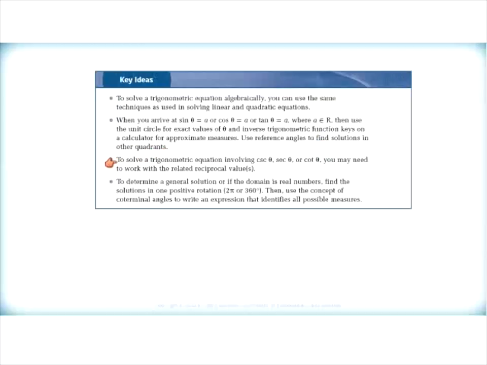We did that. To solve a trig equation involving secant, cosecant, or cotan, you need to work with the related reciprocal ratios, or reciprocal values. In this particular case, we didn't have to deal with any of these, but sometimes you will. And to determine the general solution, which we did in the last example, you find the solution in one positive rotation, then use the concept of coterminal angles to write an expression that identifies all possible measures. And that ends this lesson.